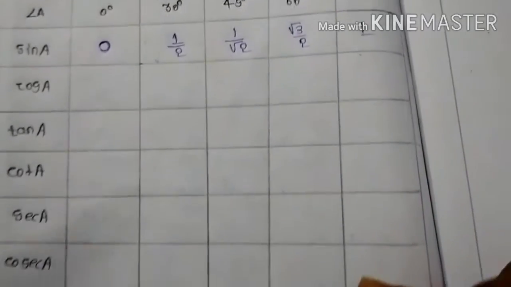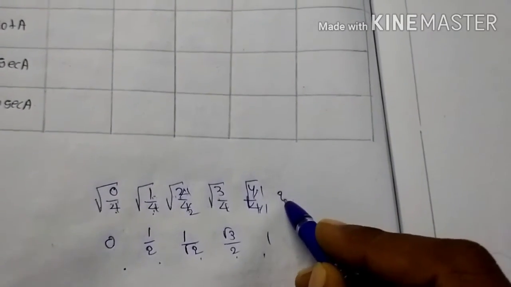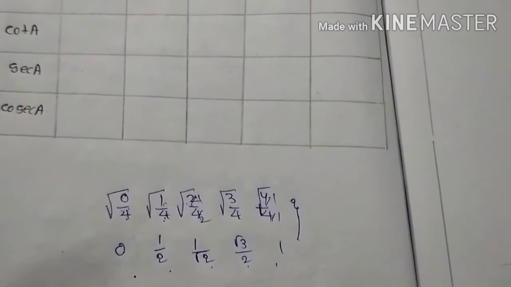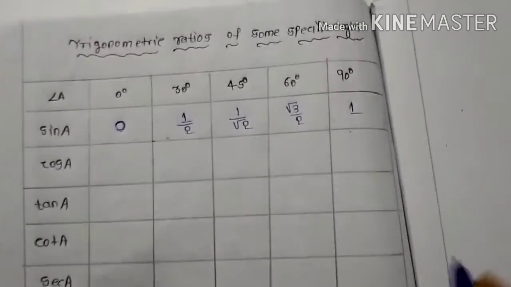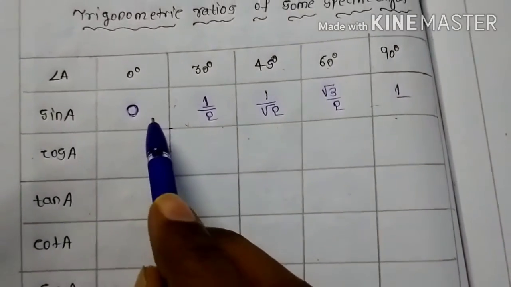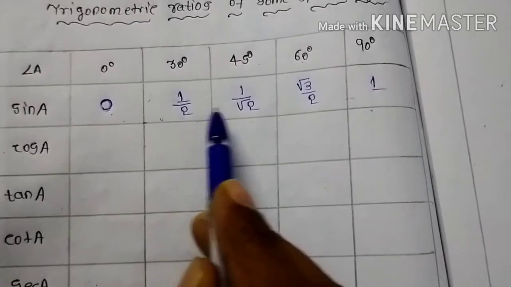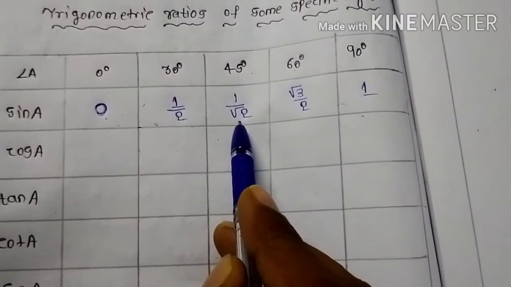You need not remember this kind of method. Just if you are getting any confusion, you can remember like this. Otherwise, you can remember the values directly: sin 0 is 0, sin 30 is 1 by 2, sin 45 is 1 by root 2.